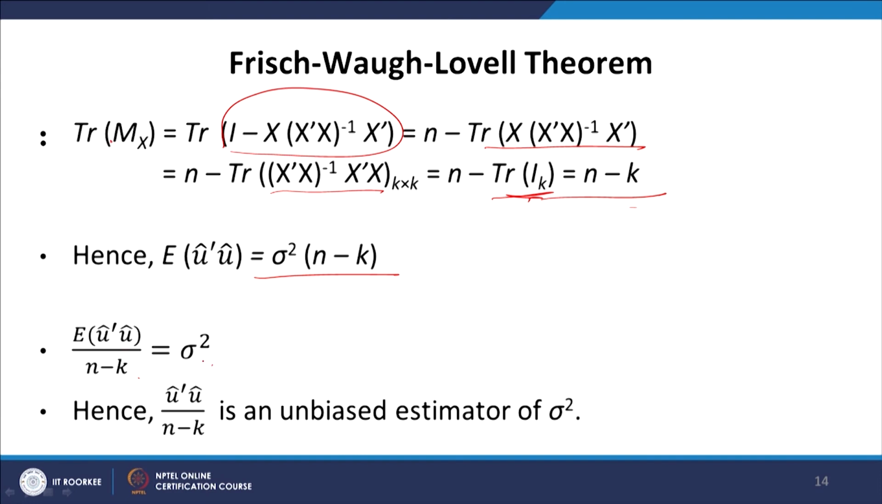So, this shows that this is an unbiased estimator of sigma square, and not the one divided by n. So, I am not going to divide u hat prime u hat by only n in order to arrive at an unbiased estimator of the population variance. I need to divide it by n minus k if there are k variables in the regression. If there are 2 variables, then it should be n minus 2, and so on.